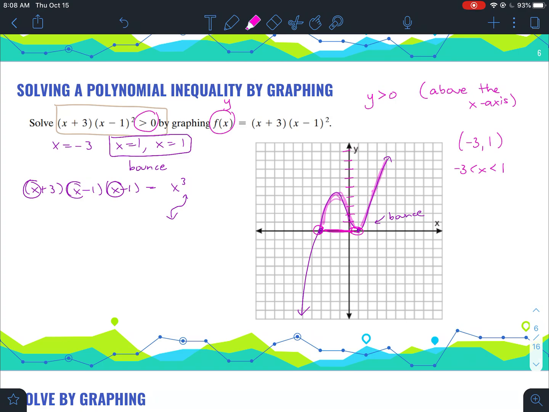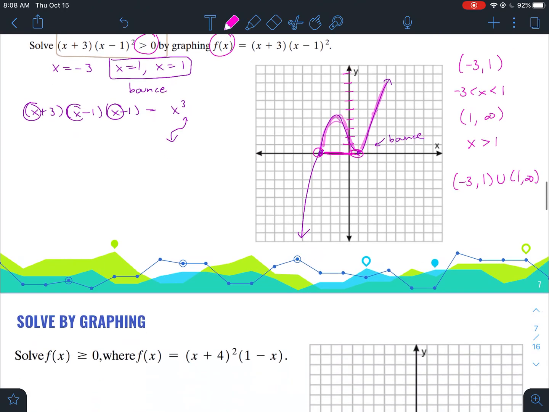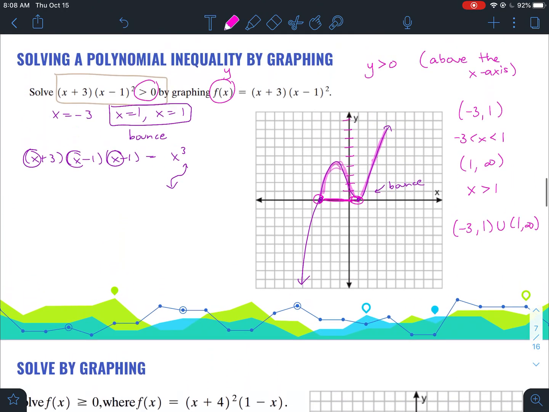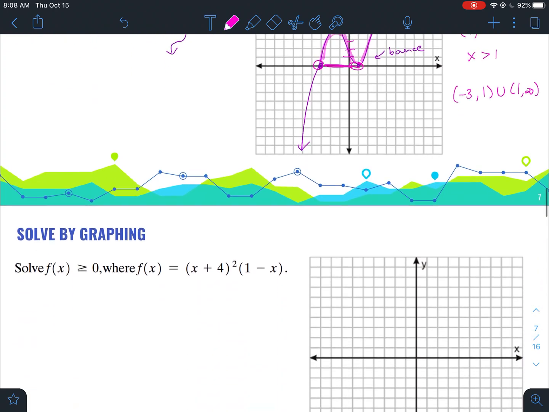And then it's also above the x-axis after 1. So notice all of those y values for that second piece of the graph are also above the x-axis. So that means y is greater than 0. So it's greater than 0 from 1 to infinity. So x is greater than 1. So my solutions in interval notation would be -3 to 1 union with 1 to infinity. So that would be how we could solve that polynomial inequality by graphing.